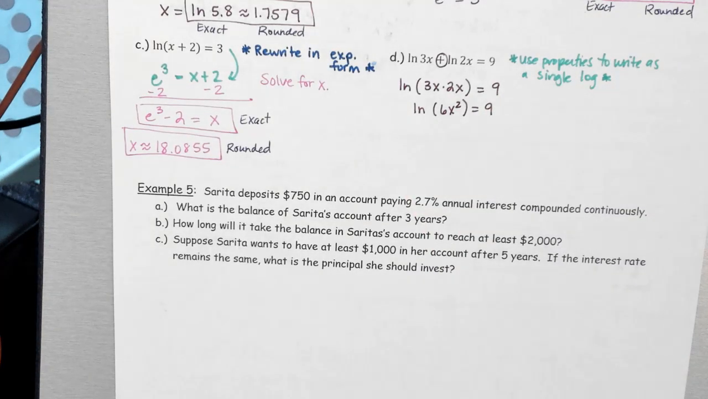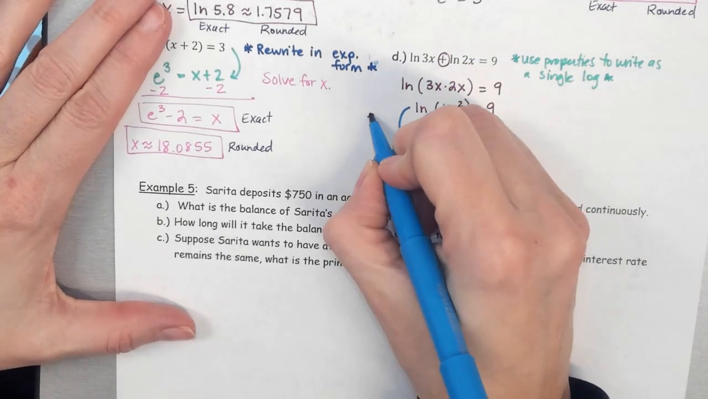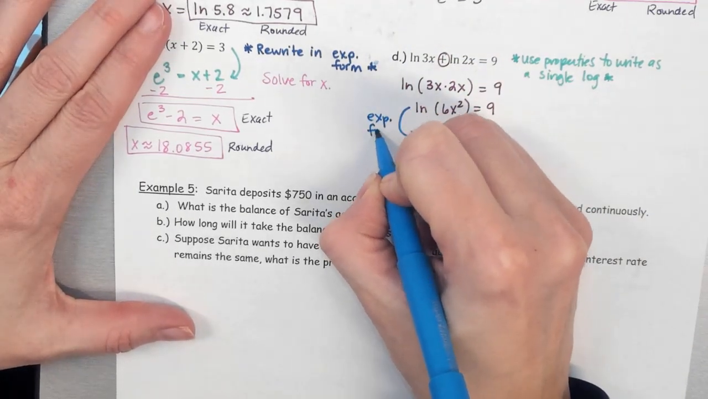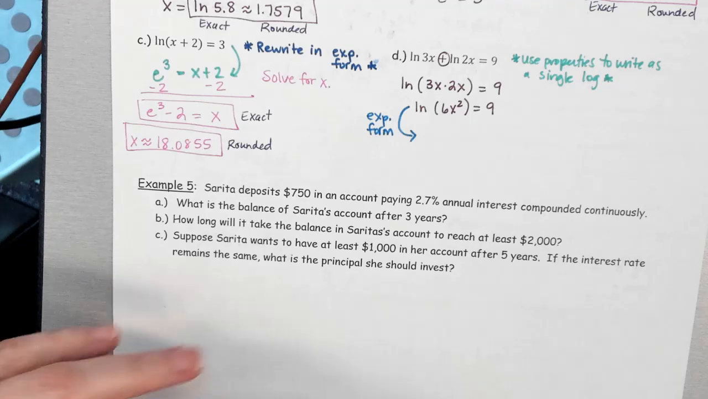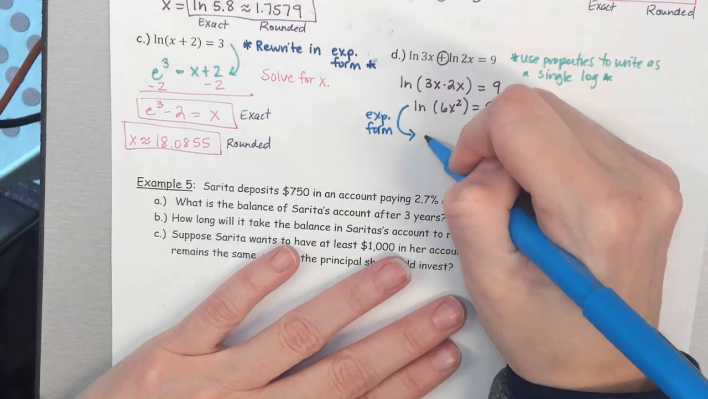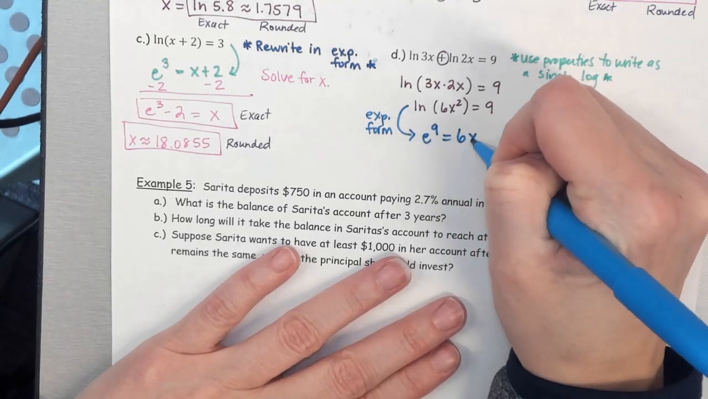Okay, so how do we do with this step? Using that rule. Okay, and then from there, anytime you have the natural log, you're going to rewrite it in exponential form. Okay, so I feel like sometimes we might forget that and we're like, oh, I'm not sure what to do. You're not sure what to do when it's a log. We're going to rewrite it in exponential form. So the base is e. It would be to the 9th power, and that would equal 6x squared.